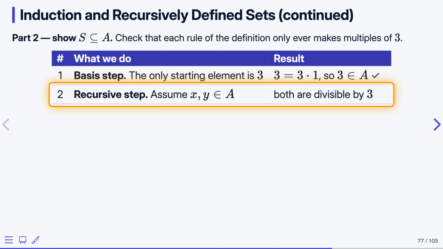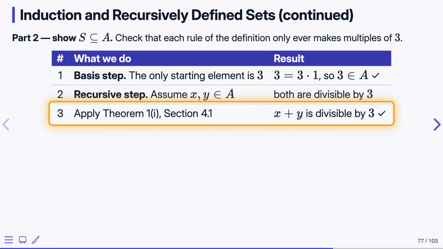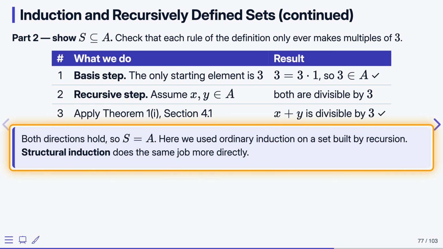Step 2, the recursive step. Assume the two numbers we are combining, x and y, are already multiples of 3. Step 3, Theorem 1, Part 1, from Section 4.1 says that a sum of two multiples of 3 is a multiple of 3, so the new element is also a multiple of 3. Both directions hold, so the two sets are equal. Here we used ordinary induction on a set built by recursion.